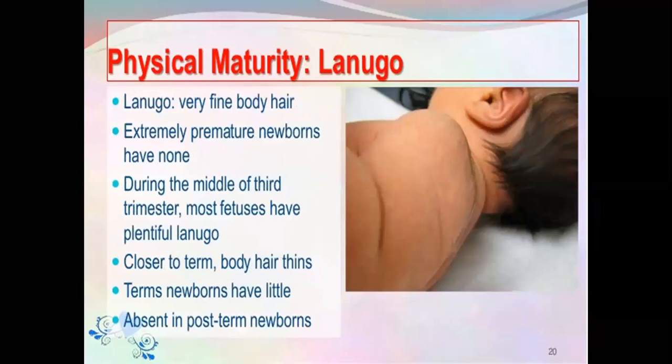And the next one, that is lanugo. What is this lanugo? It is an immature, shiny, soft hair that is present not only on the scalp but also on the back and face of the preterm babies. In contrast, the term babies have shiny strands of hair known as vellus hairs.